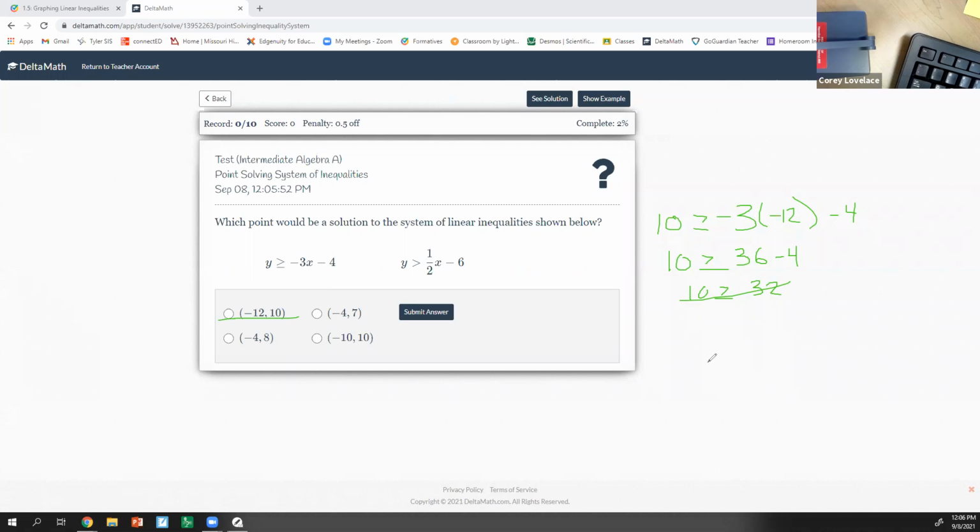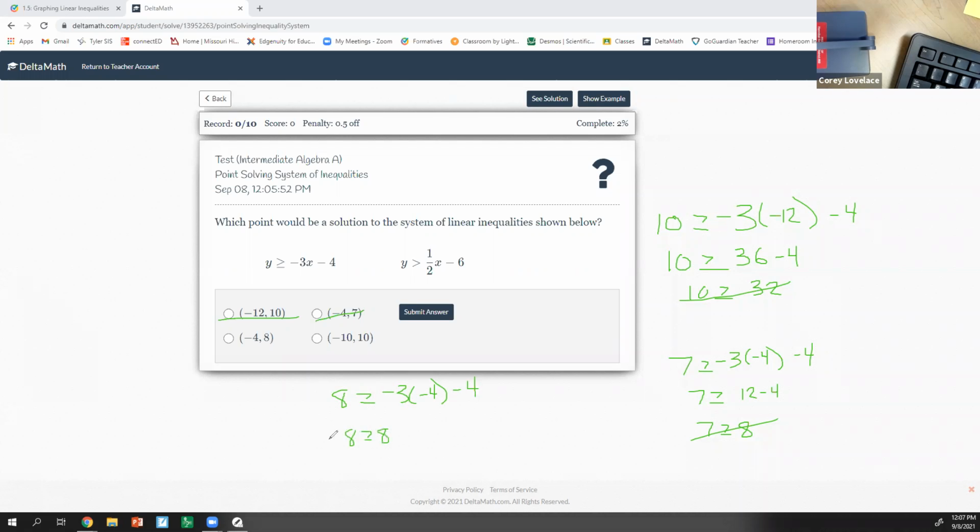So 7 is greater than or equal to negative 3 times negative 4 minus 4. It'll give me 7 is greater than or equal to 12 minus 4. So 7 is greater than or equal to 8. That's not true. I can eliminate that one. Next one, 8 is greater than or equal to negative 3 times negative 4 minus 4, which we already actually did that part. So 8 is greater than or equal to 8.